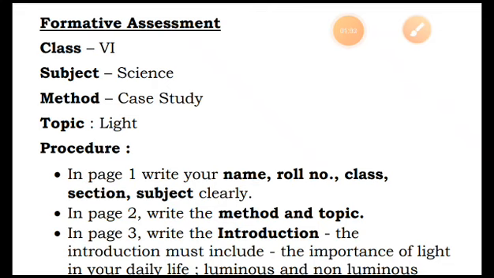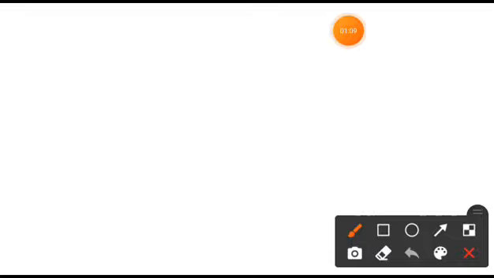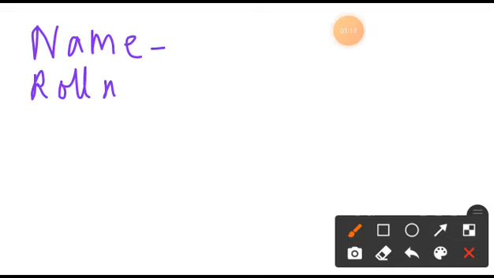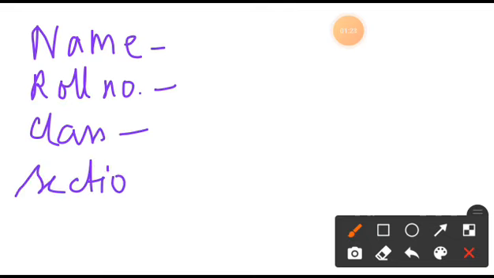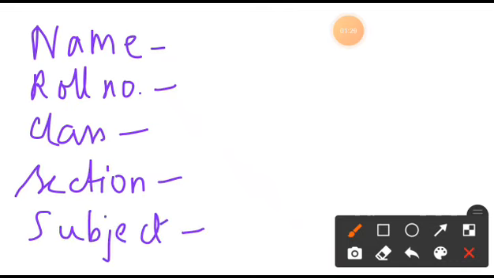Now in page number 1, you are going to write your name, then roll number, then class, then section, then the subject of which you are doing the project. So children, this is all about the first page. Now go to the next page.